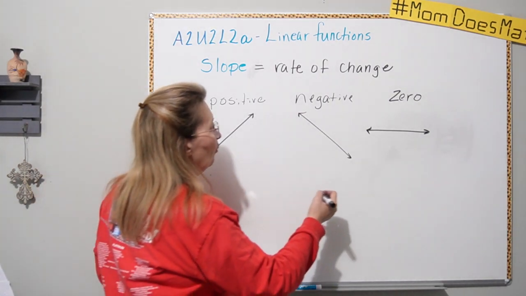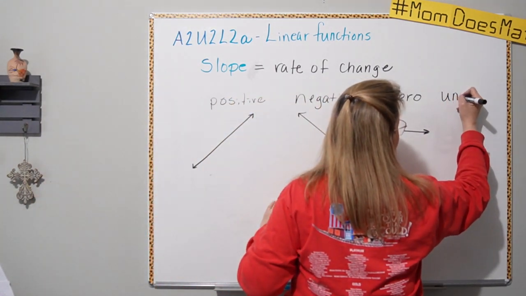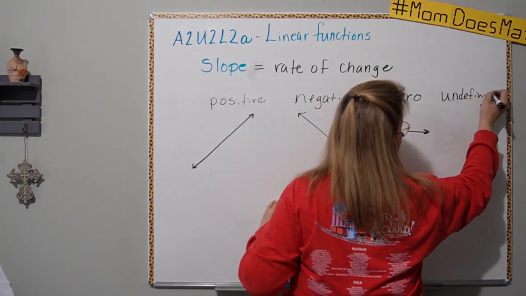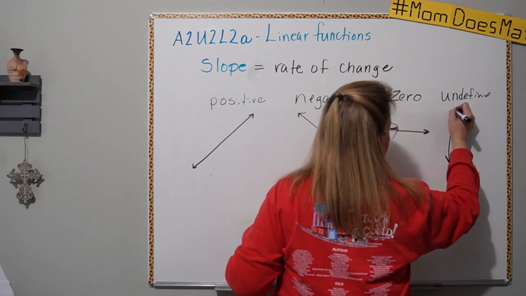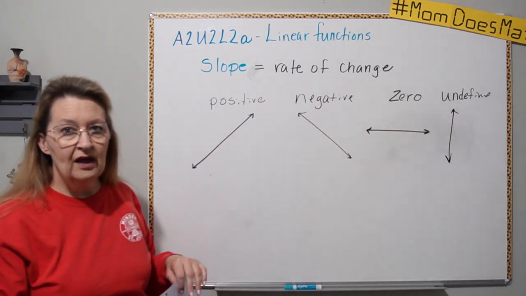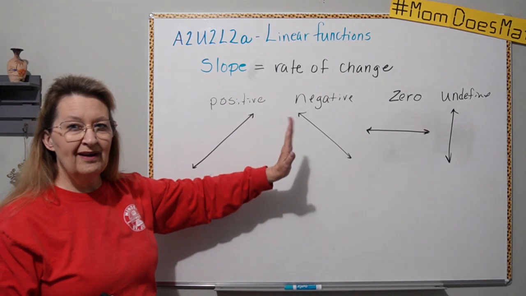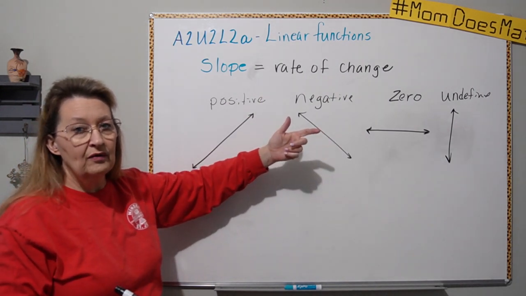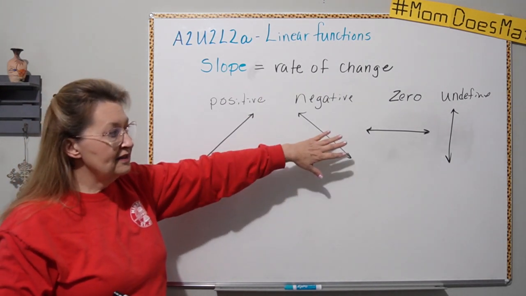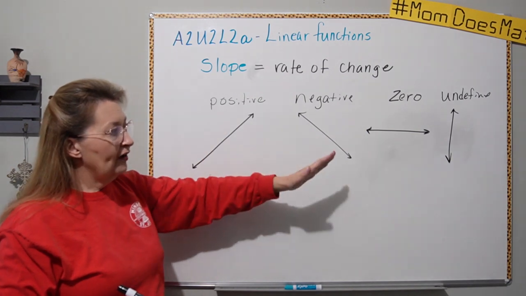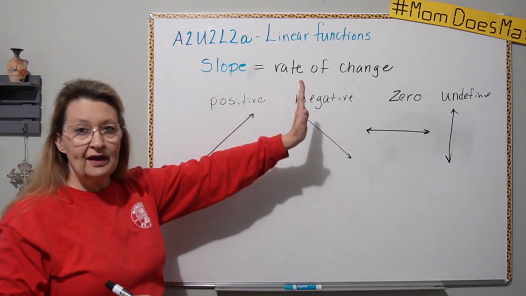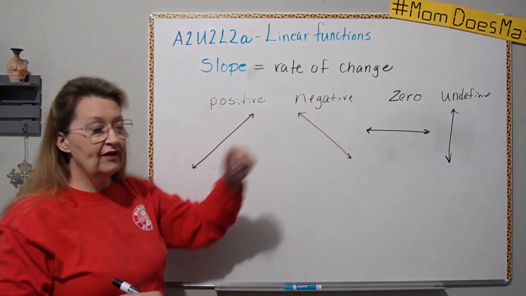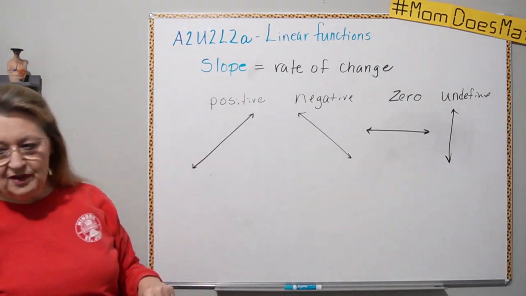Now, there's one more, and that is our undefined, and that's a line that goes straight up and down. Okay, undefined goes straight up and down, and that's when your denominator is 0. And I also say, think of that as a difficulty rating. It's not that it's hard to walk up a straight line, you just can't do it. It's undefined.